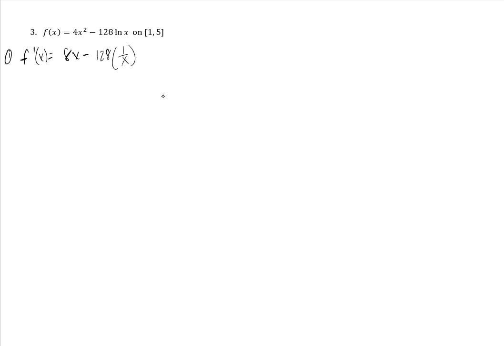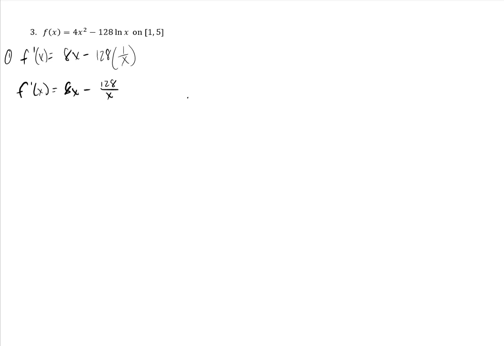All right, all I'm going to do in this next step is just simplify our second term there. So it's 8x minus 128 over x like that. Okay, so now that I have it simplified, this is looking good. Well, usually at this point, we want to get a single fraction.